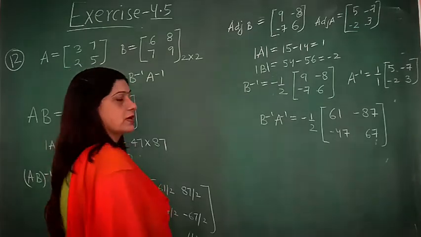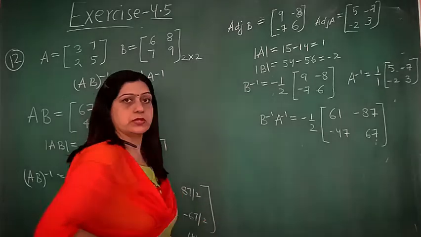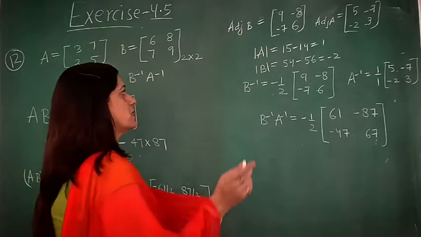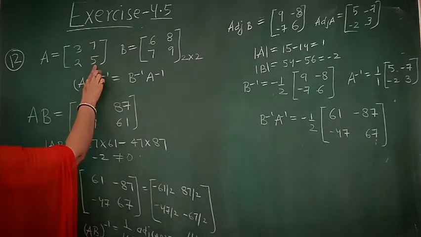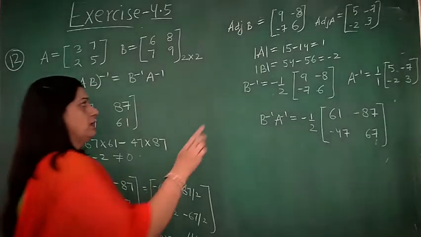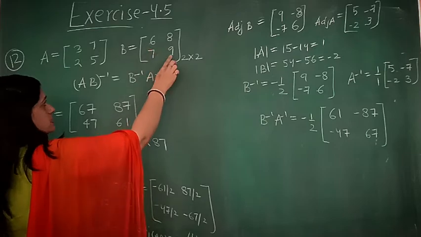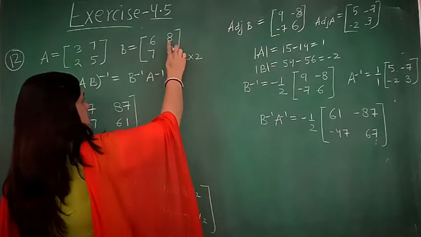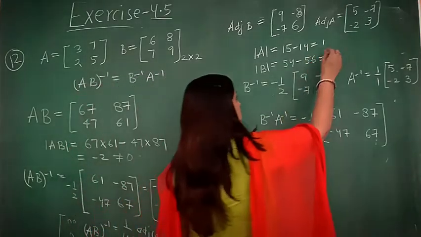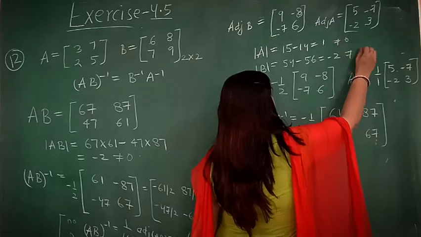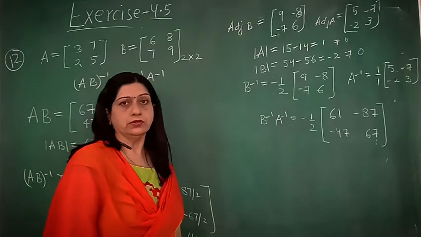Now again, for the inverse we have to check whether the determinants of A and B are equal to 0 or not. Determinant of A, from here you can find, is 15 minus 7 into 2, 14, so that is equal to 1. Then determinant of B will be 6 into 9, 54, minus 8 into 7, 56, that is equal to minus 2. So both are not equal to 0 and hence invertible. So we have seen that A and B are also invertible.